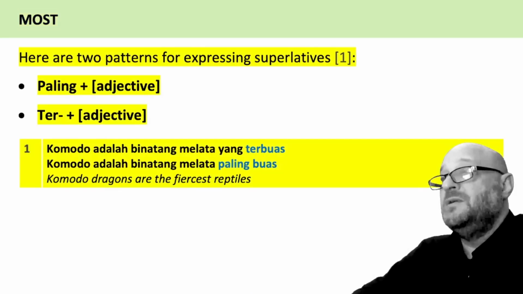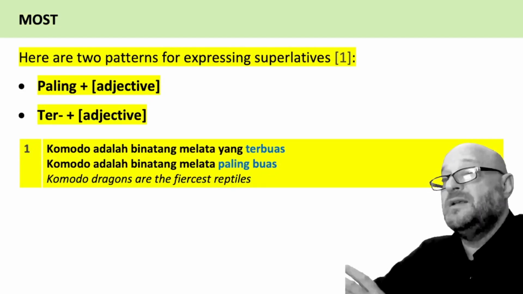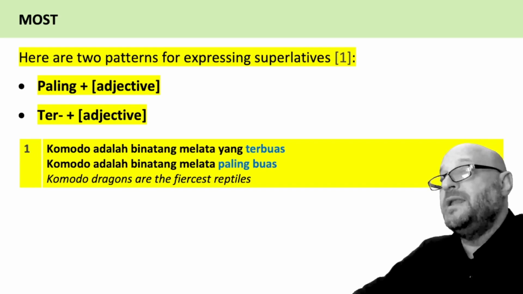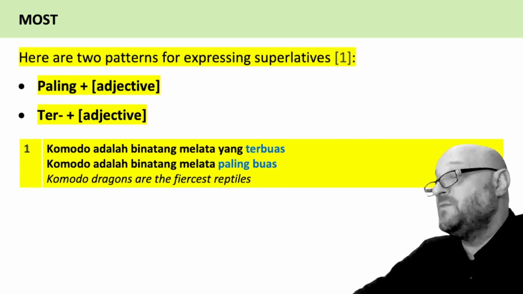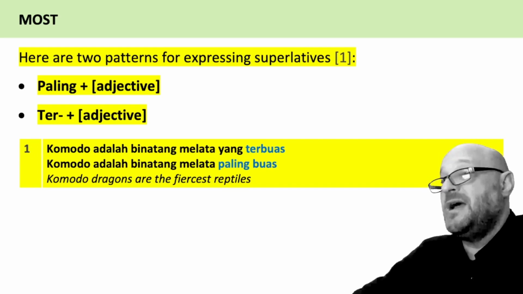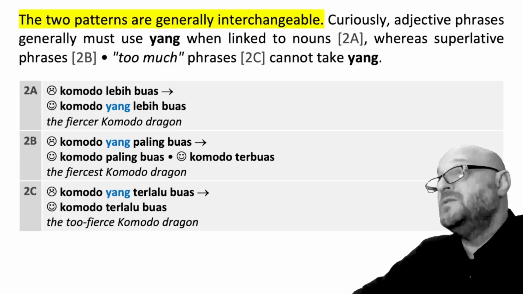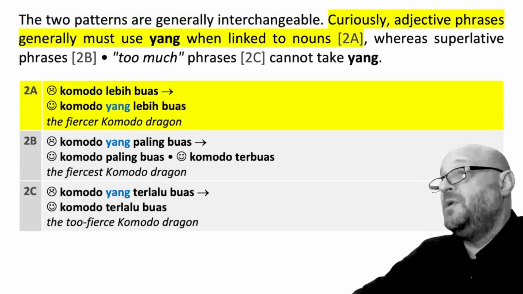Most. Here are 2 patterns for expressing superlatives, paling plus adjective or ter plus adjective. Example 1, Komodo adalah binatang melata yang terbuas. Komodo dragons are the fiercest reptiles, can also be expressed as Komodo adalah binatang melata paling buas. The 2 patterns are generally interchangeable.